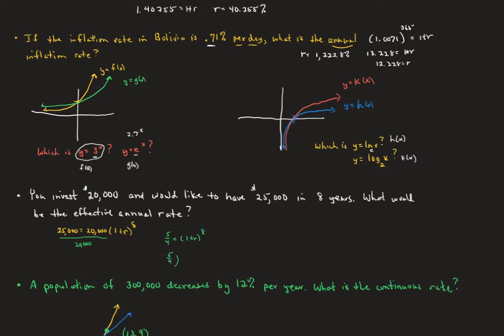So on our calculator, we can raise that to the 1/8 power. So the 1.25 raised to the 1 divided by 8 power, it looks like 1.02829 is 1 plus r. So subtracting off the 1 and making it a percent, it looks like it's going to be 2.829%.